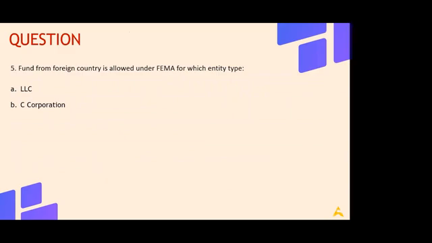Done, Vivek. So the question is, funds from foreign countries allowed under FEMA for which entity type? The answer could be LLC or C corporation. Everybody's voting. There's a tie between C Corp and LLC. So most of them think it's C Corp, but they're still voting.